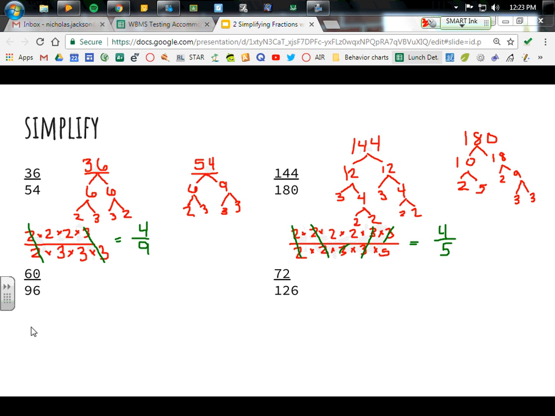All right. Let's do a couple here at the bottom. 60 and 96. 60 can factor down into 6 and 10. And 6 can factor further to 2 and 3. 10 can factor down into 2 and 5. All right, so the prime factorization of 60 is 2 times 2 times 3 times 5.